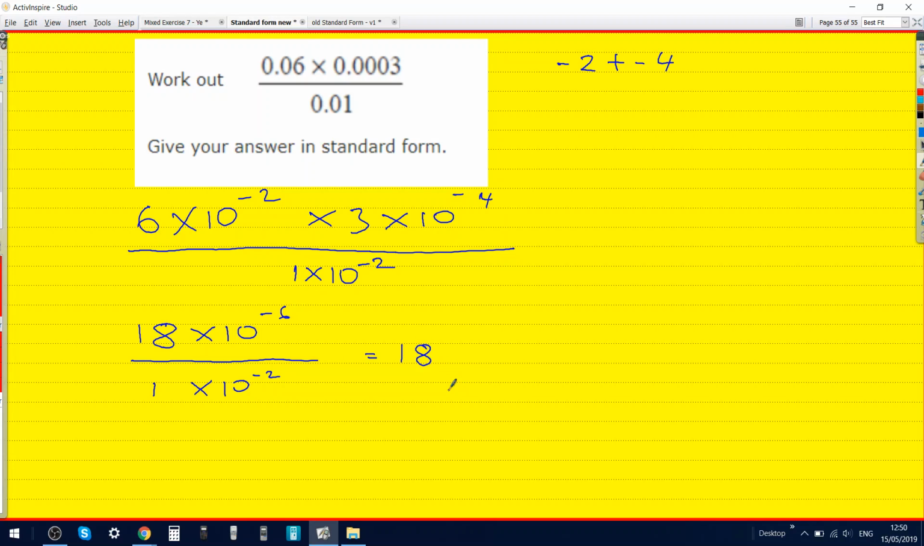So 18 times 10 to the power of minus 2, minus 6, take away minus 2, so that's plus, so that's minus 8. That would be minus 6 minus 2. This is minus 6 minus minus 2. So we're going up. Minus 4.